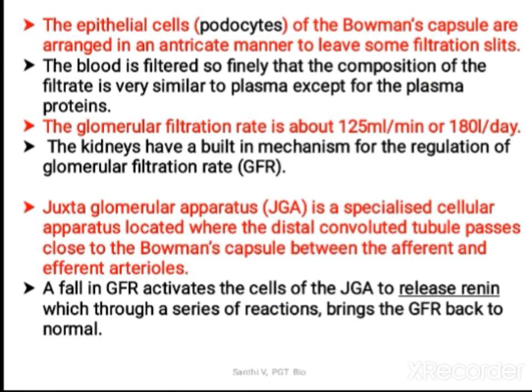Here the epithelial cells, that is the podocytes of Bowman's capsule, are arranged in a manner that forms some filtration slits. Through that the filtration occurs. Here the blood is filtered so finely that the composition of the filtrate is very similar to plasma. Only the plasma proteins won't be there in the glomerular filtrate.